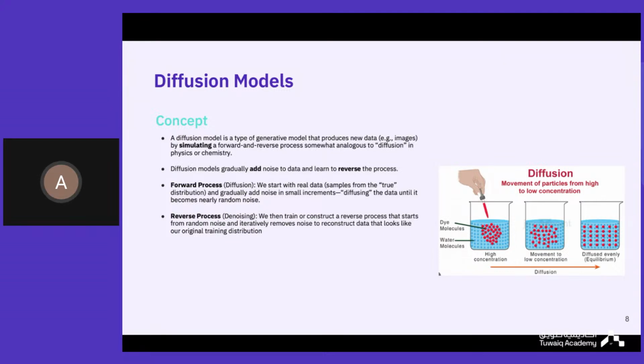So let's break it down into two processes. The first one we'll call the forward process or the diffusion process, where we start adding gradual noise in small increments and diffuse it throughout the data until we have a completely random sample. Or in this case, let's just take images as an example. We have a completely random image. And the reverse process is basically us trying to reverse the added noise incrementally and also gradually.